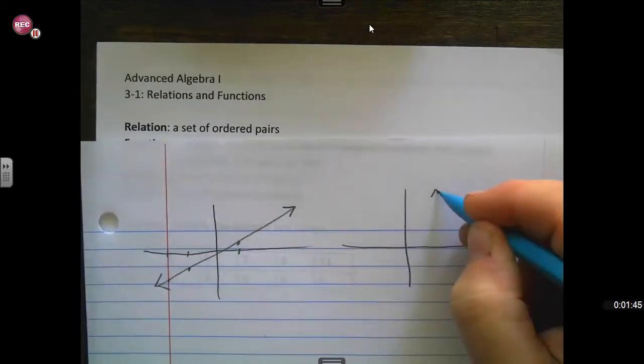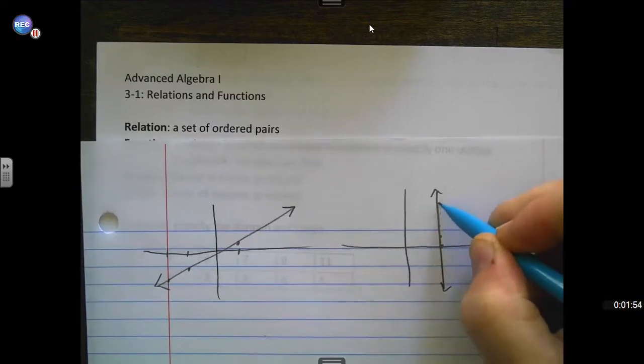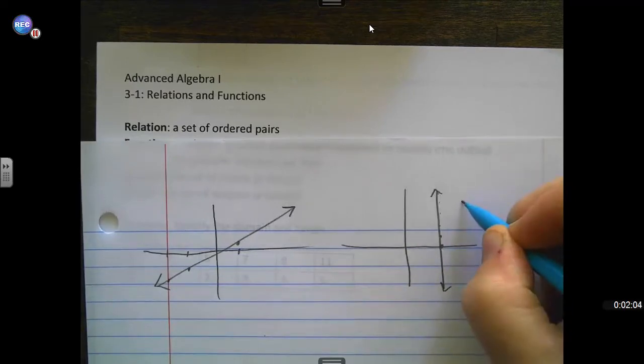An indication of a situation where that wouldn't be true would be if we look at a vertical line. In that vertical line, this x value has this y value, this y value, this y value, this y value. All the y values are different, but each one has a y value. And so therefore this isn't a function. This is simply a relation.